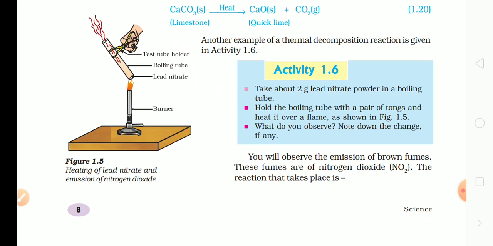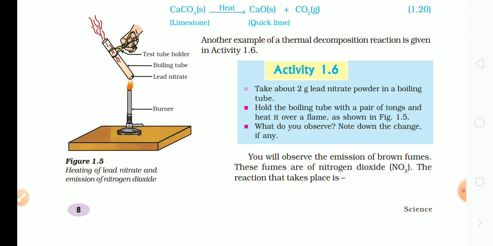Now we can see one more example of a decomposition reaction. Take about 2 grams of lead nitrate powder in a boiling tube. Hold the boiling tube with a pair of tongs and heat it over a flame as shown in figure 1.5. What do you observe? Note the change.